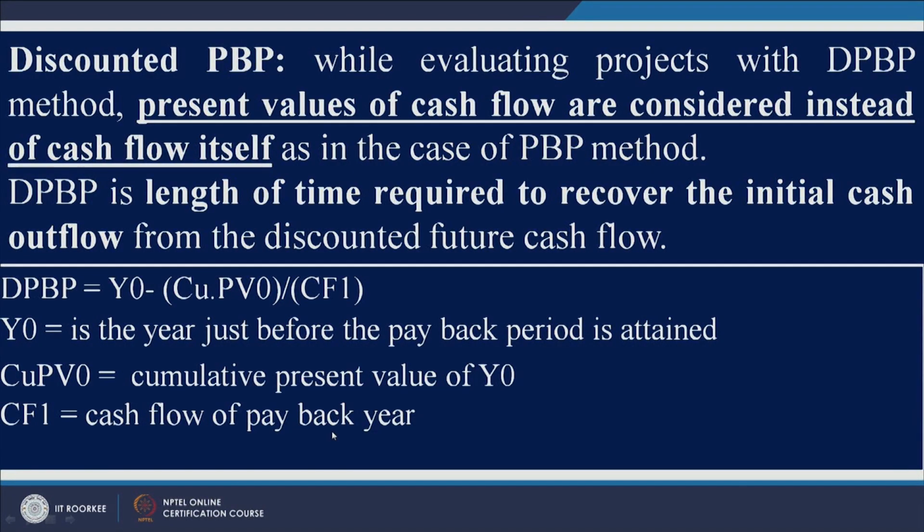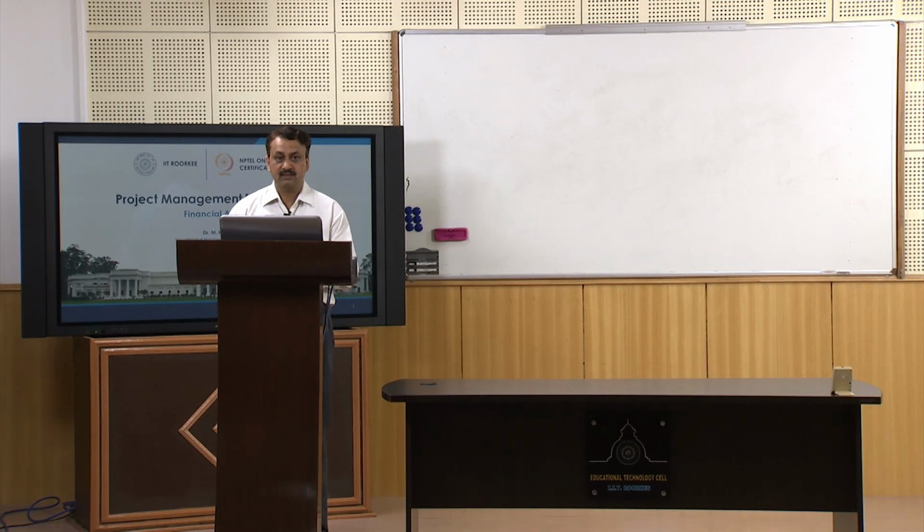Let us now move on to the first discounted capital budgeting technique, which is discounted payback period. It is similar to what we have seen in the non-discounted capital budgeting technique, but here we discount the payback period. We discount the cash which we are receiving by a discounting factor. While evaluating projects with this method, present value of cash flow is considered instead of the cash flow itself. This is the important point.